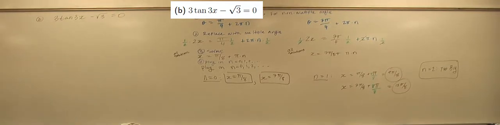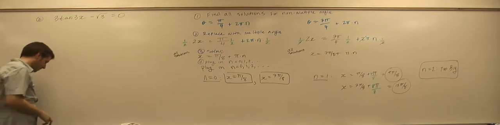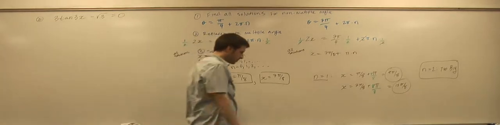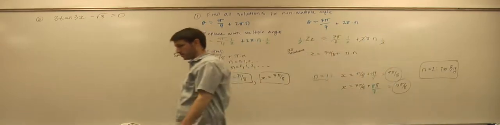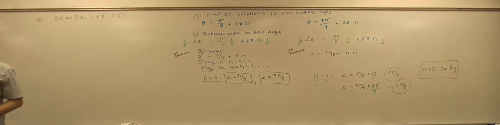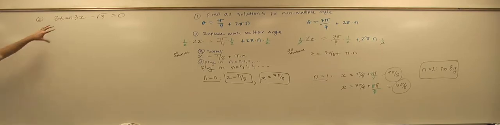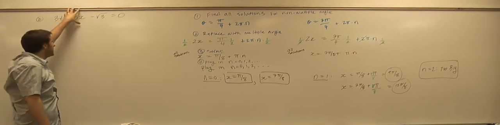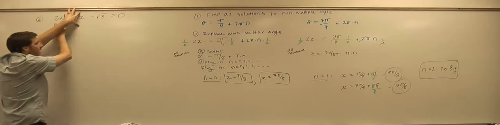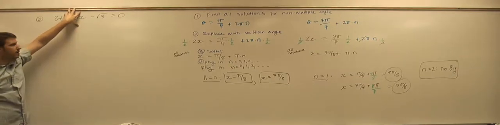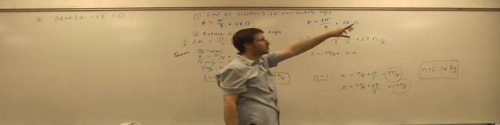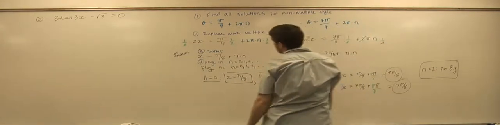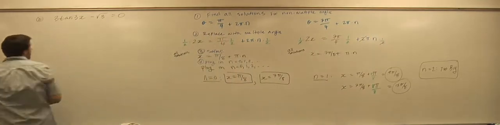Tan 3x minus root 3 equals 0. How am I gonna handle this equation? Can you divide everything by 3? Yeah. So the first thing I would do is isolate the tangent. Meaning I can move over this root 3 and I can divide by this 3 here. So isolate the trig function first to make it look more like part A, where you just have a trig function equal to a number.